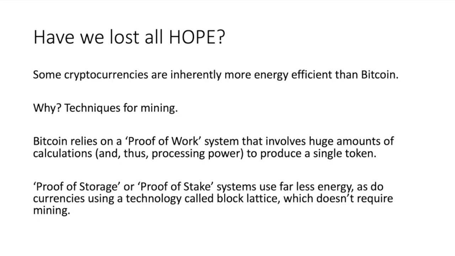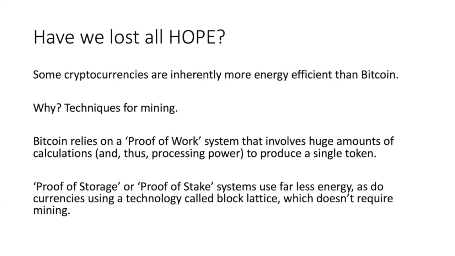And why is this the case? Well, it's because of the different techniques that are used in the mining processes. Bitcoin relies on a proof of work system that involves a huge amount of calculations and thus processing power to produce a single token. But there are other ways of producing cryptocurrency tokens.